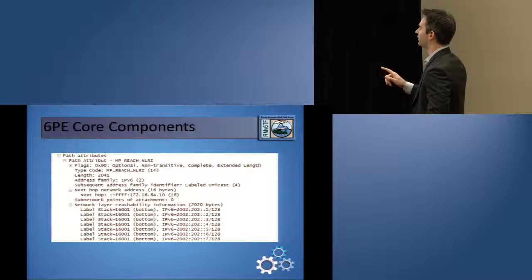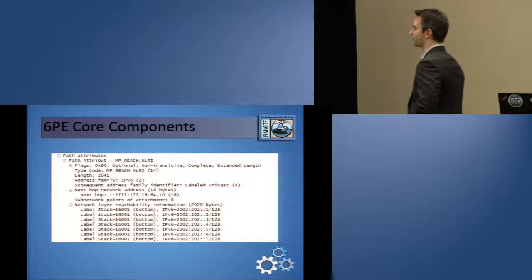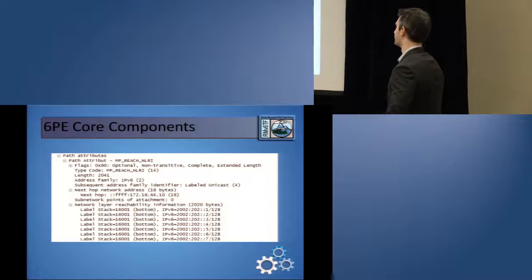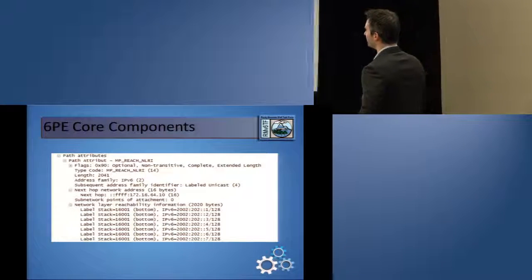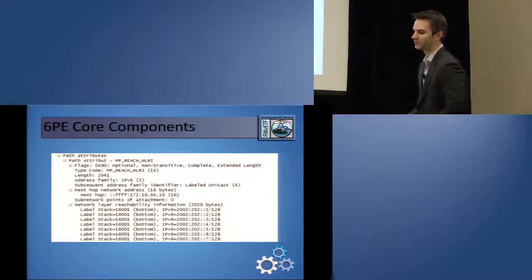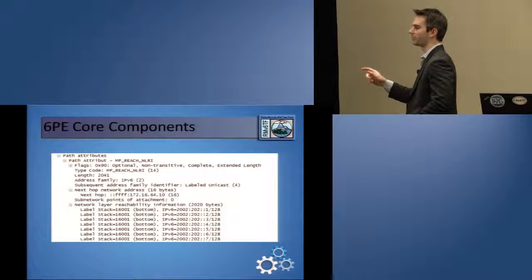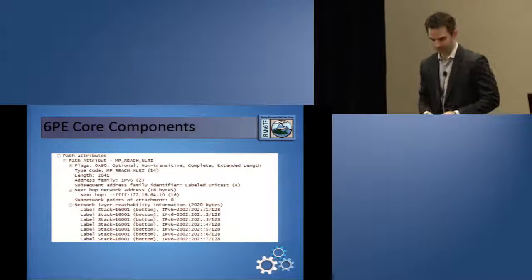Then within the NLRI information, you have a list of prefixes. In this case, it's a bunch of /128s rather than, say, a /36 or 64, 48, whatever. But each one has the same label. So in this example, you can almost think of the label as representing more the protocol next hop of the BGP header rather than each individual prefix.